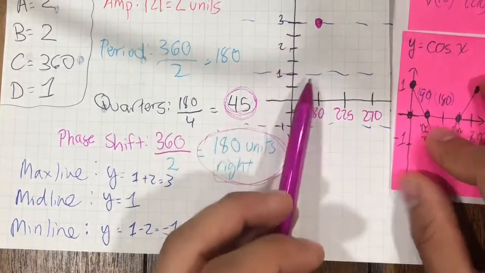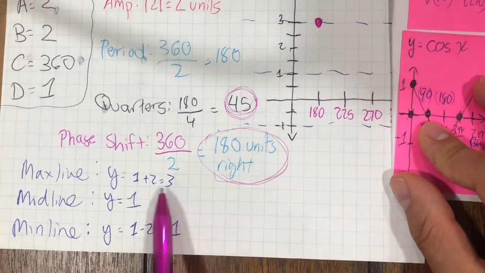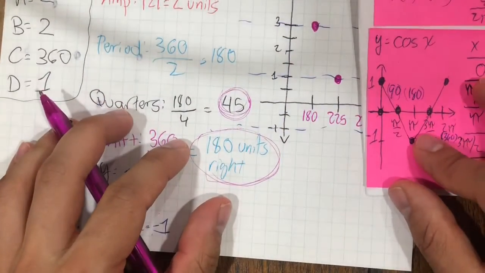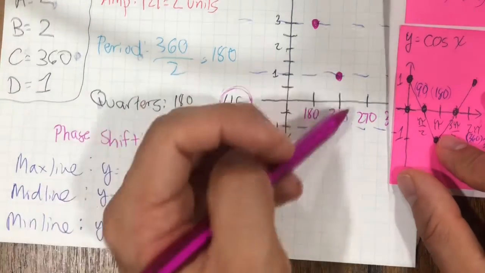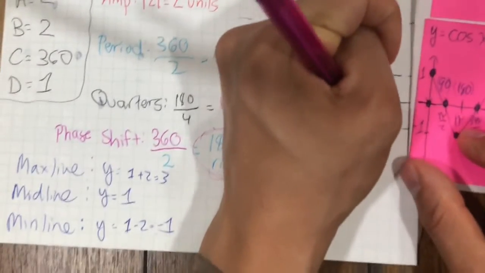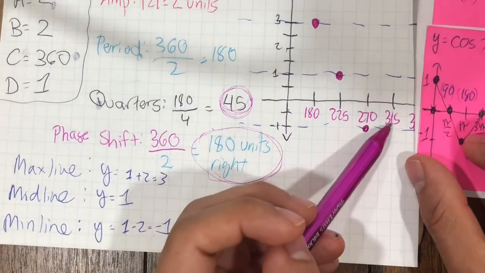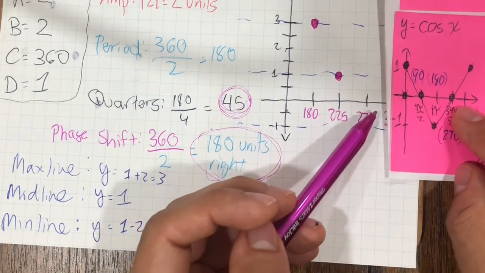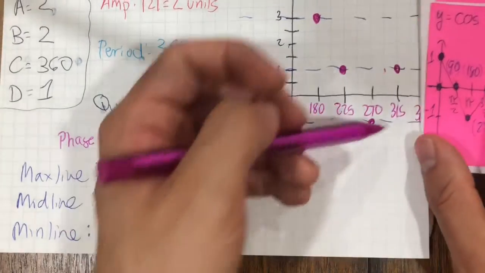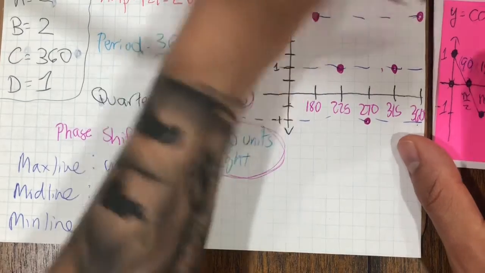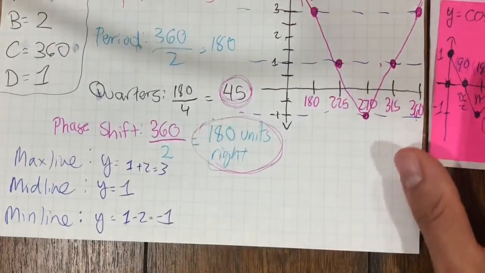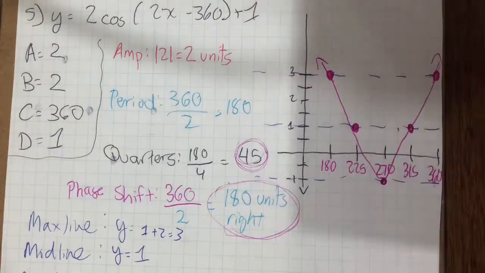Then I go from max to mid. So at 225, I'm at the midline, which is at 1. Then for 270, I'm at the min line. All my min lines are at negative 1. And then we have 315 for mid, so my mid is going to be back at 1. And then 360 for my max, so max is 3. Connect my points, and there we have our graph.